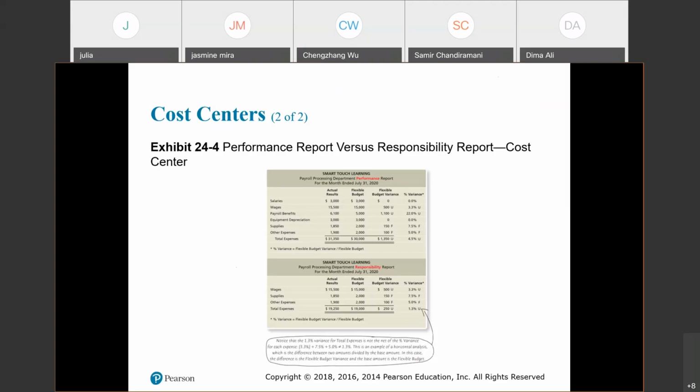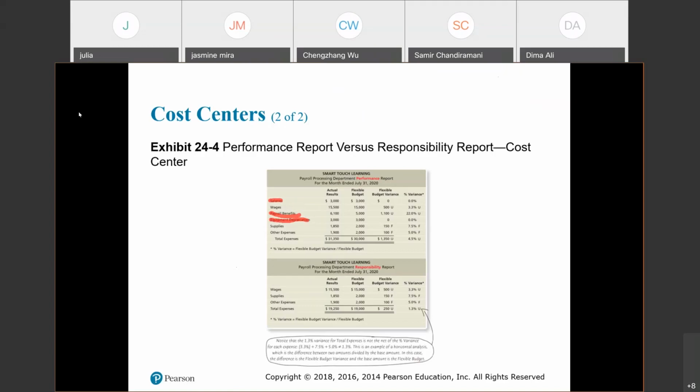Well, these three items are salaries, payroll benefits, and equipment depreciation. These three items. Why are they not included in the responsibility reports? Well, simply because the segment manager doesn't have the control over these three items, as I said before.